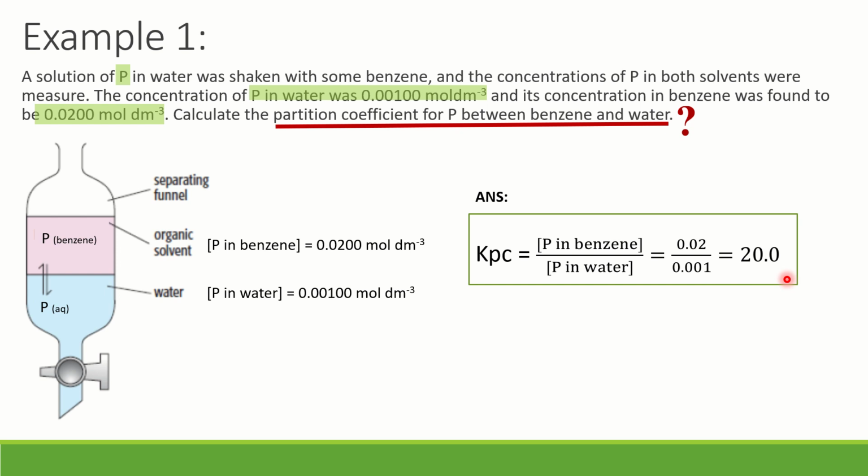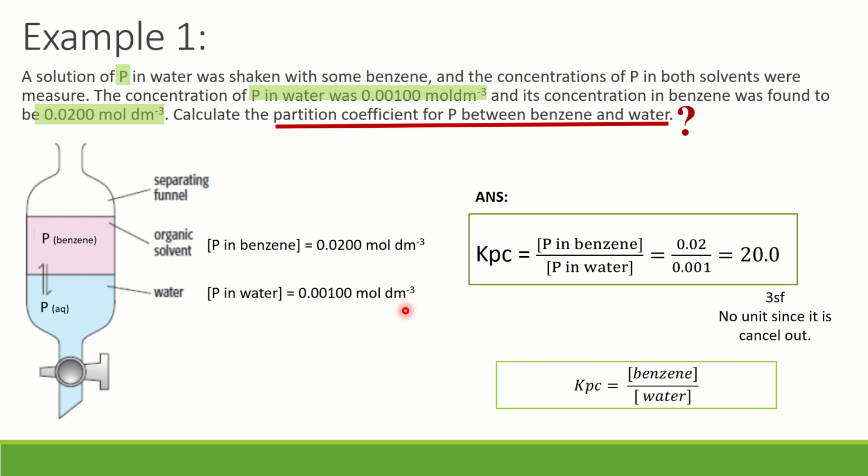So remember, for this KPC, you have to give the value in 3 significant figures, and make sure that there is no unit because these two have the same unit. Also another thing I have to mention is that you must make sure the unit of the concentration is the same: mole per dm cube, or maybe gram per cm cube or gram per dm cube.